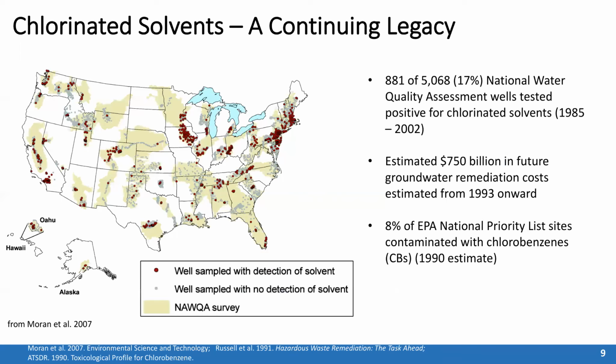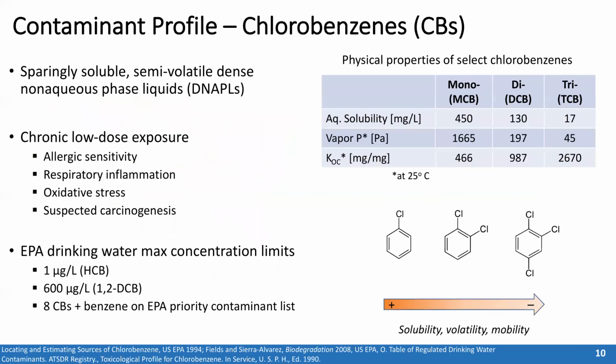17% of those reported were positive for chlorinated solvent detection. And so some of the reports that they've done look at $750 billion for groundwater remediation. And then in our case, we're going to start looking at our case study with chlorinated benzenes. 8% of these Superfund sites have detected chlorinated benzenes, this type of chlorinated solvent.